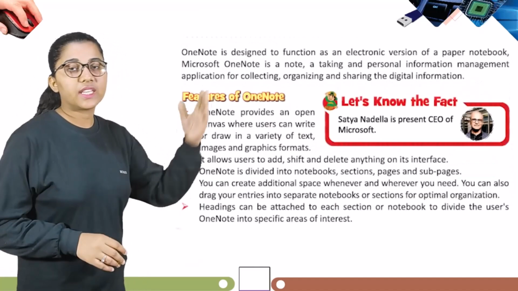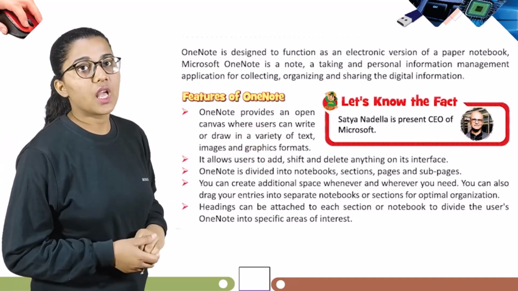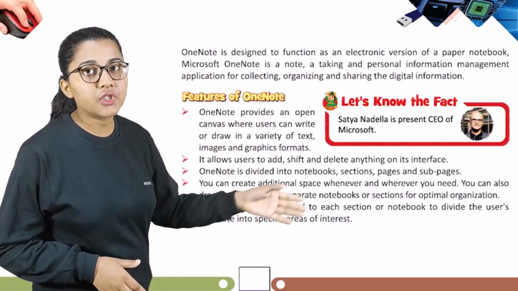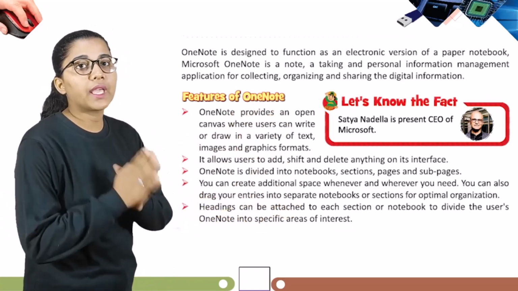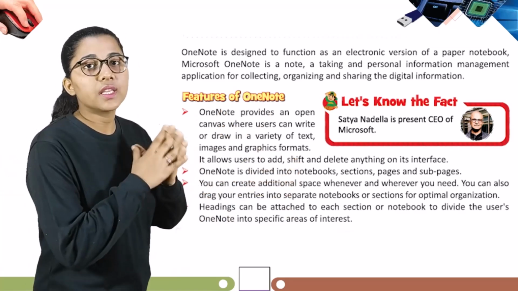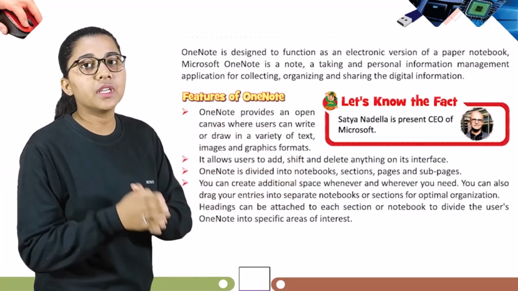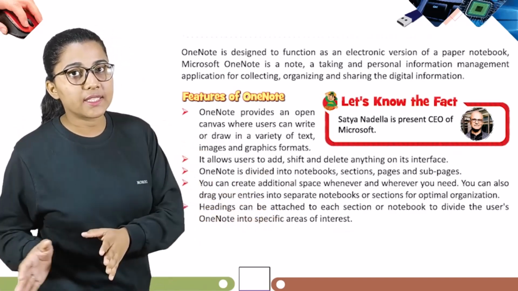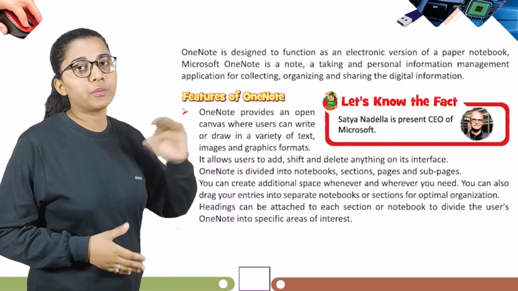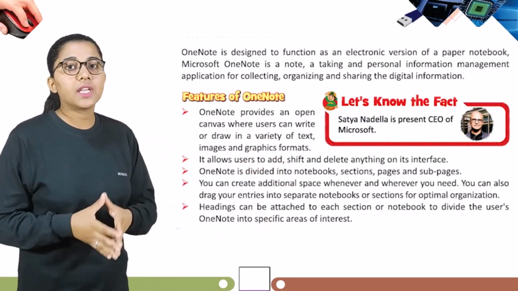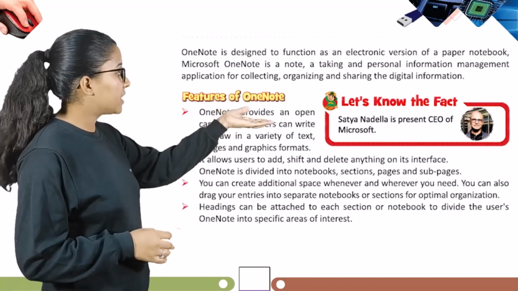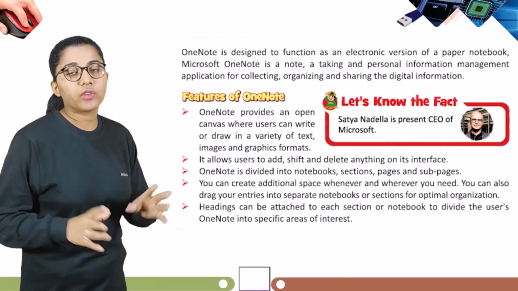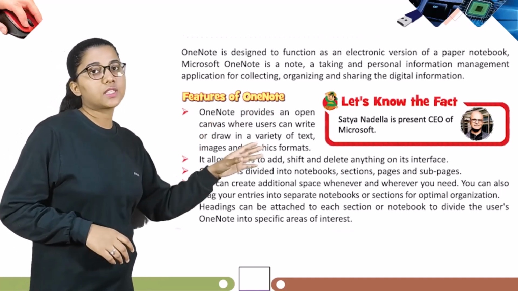Now students, let's start our chapter. OneNote is designed to function as an electronic version of a paper notebook. Microsoft OneNote is a note-taking and personal information management application for collecting, organizing, and sharing digital information. Let's start our first topic, that is features of OneNote. Students, what are the features of OneNote? We are going to learn about this in this topic.